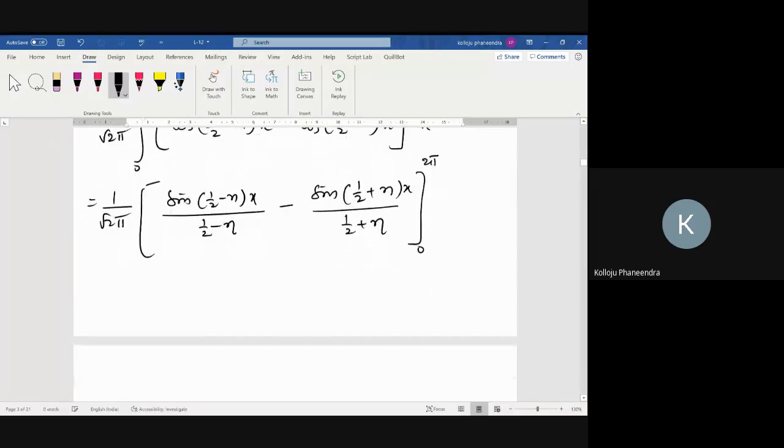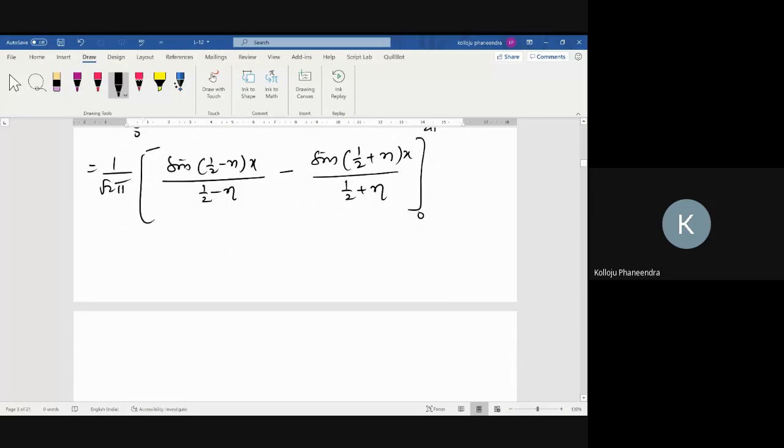Now substitution of limits. 1 by root 2 pi, big bracket, first upper limit: in place of x, I have to write 2 pi.